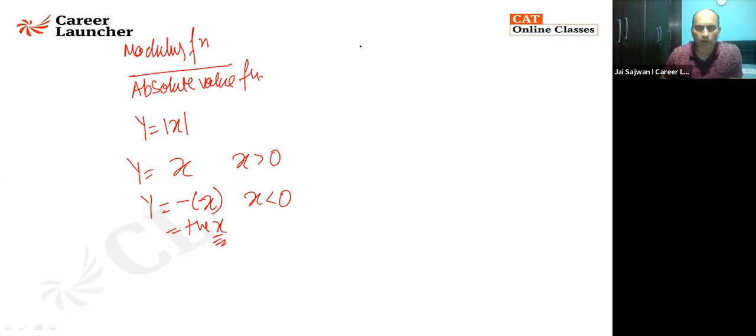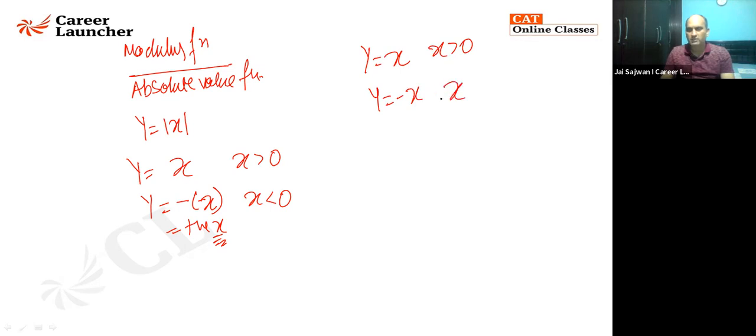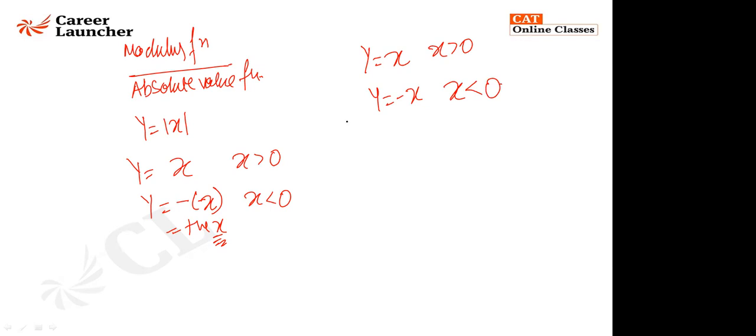Fine. So y is equal to mod of x, listen to this. y is equal to mod of x is not a function, it is a combination of two functions. The first function is y is equal to x when x is greater than 0. And the second function is y is equal to minus x where x is less than 0. When x is less than 0, by attaching a minus sign, it will come out to be positive. When it is already positive, modulus means absolute value function, this will give you a positive value. So again, I am repeating, it is not a single function, it is a combination of two different functions. This is the y-axis.